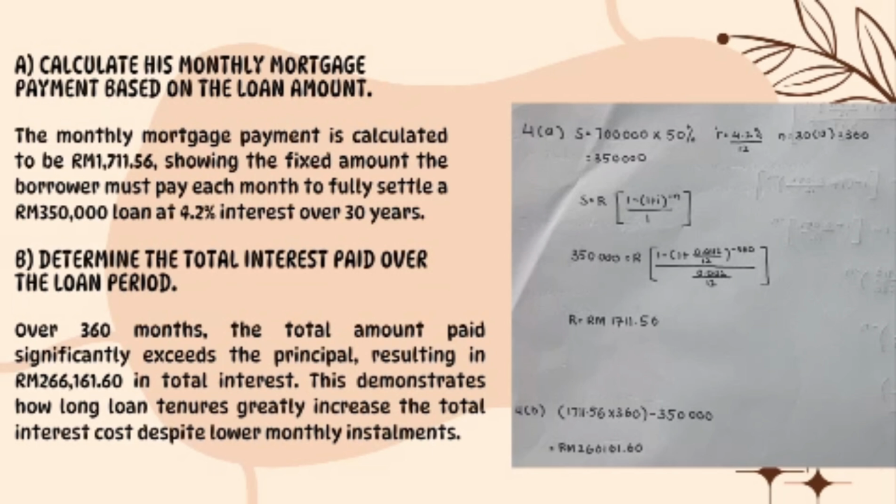And now part B, determine the total interest paid over the loan period. Over 360 months, the total amount paid significantly exceeds the principal, resulting in 266,161 ringgit and 60 cents in total interest. This demonstrates how long loan tenures greatly increase the total interest cost despite lower monthly installments. We press in the calculator 1,711 ringgit and 56 cents times 360, and then minus 350,000, and then we'll get 266,161 ringgit and 60 cents.